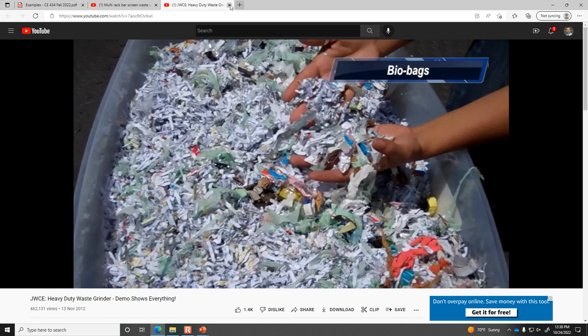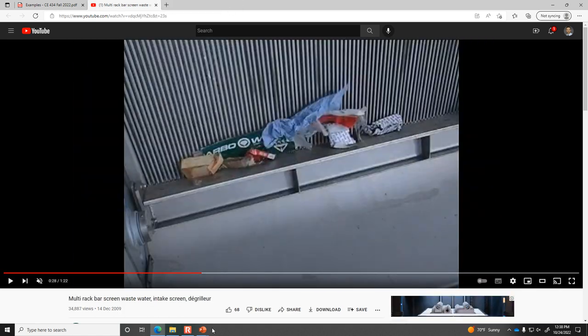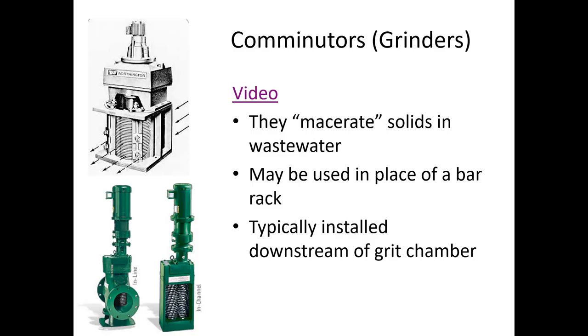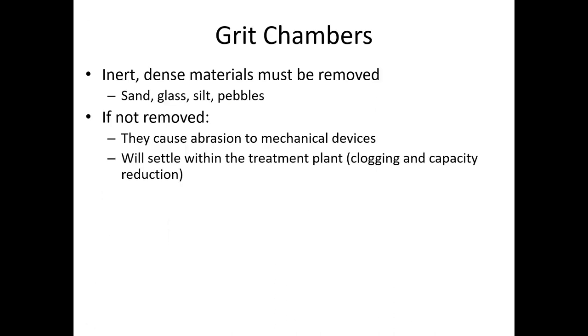Alright. So you get the idea. That's a comminuter. They macerate the solids, and it can be used in place of a bar rack, but it helps to prevent damage through clogging.